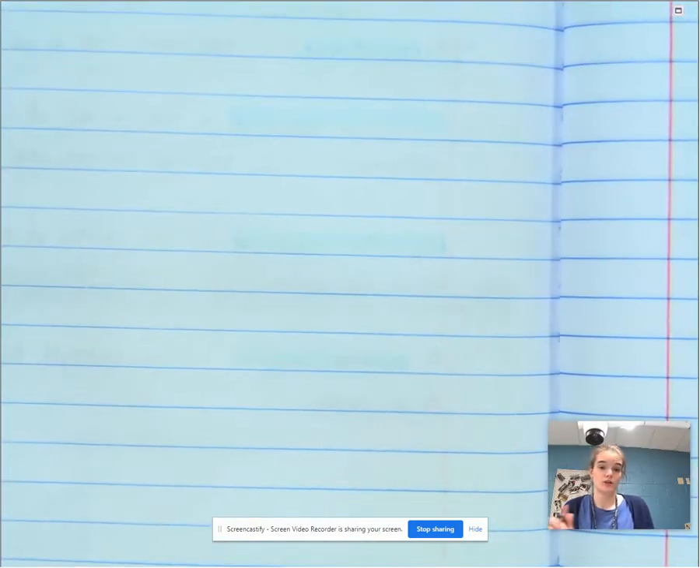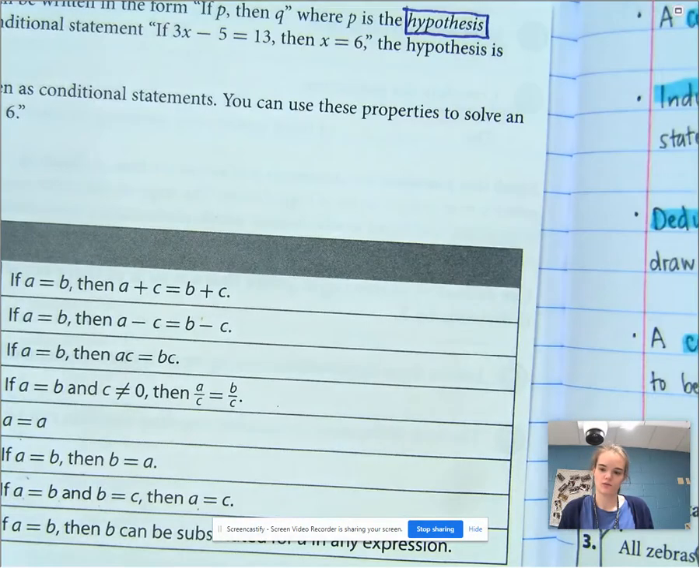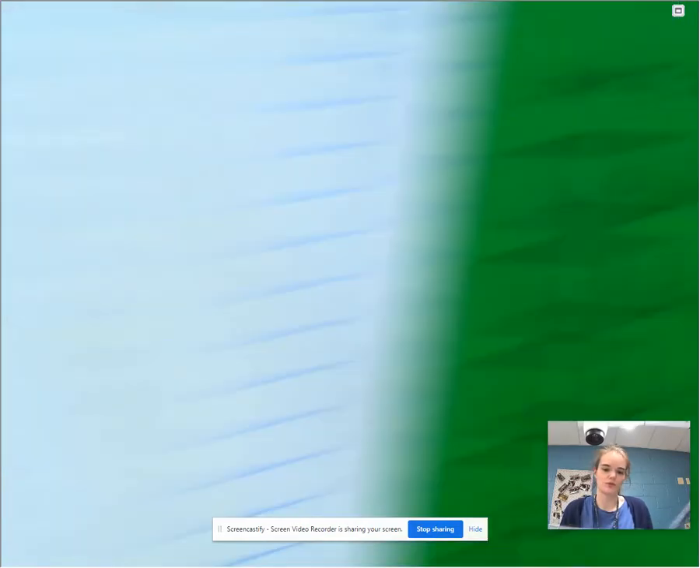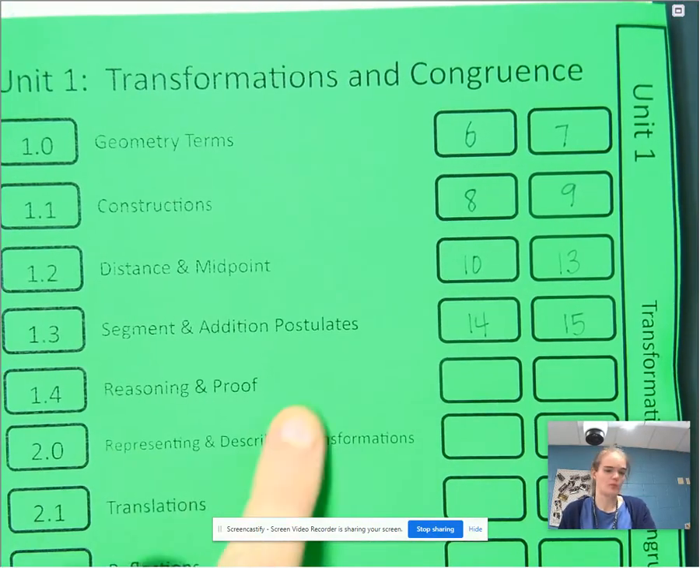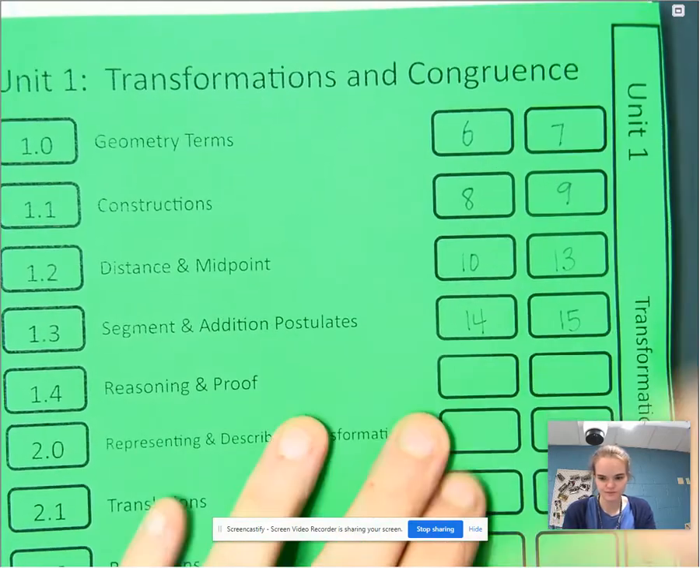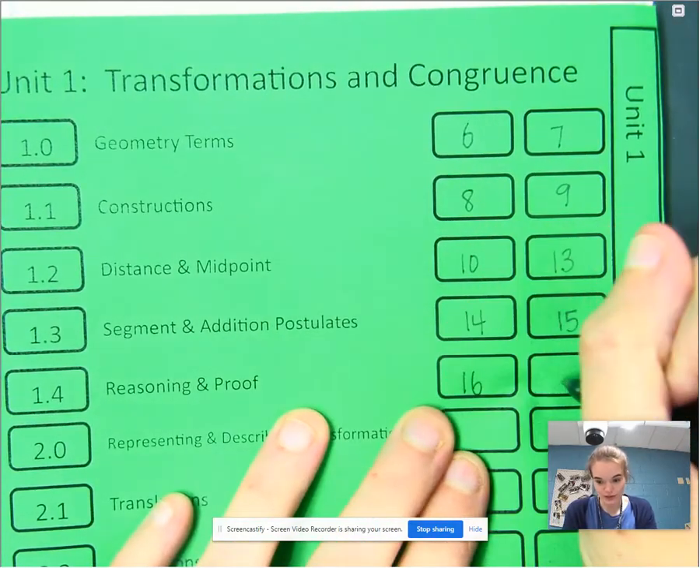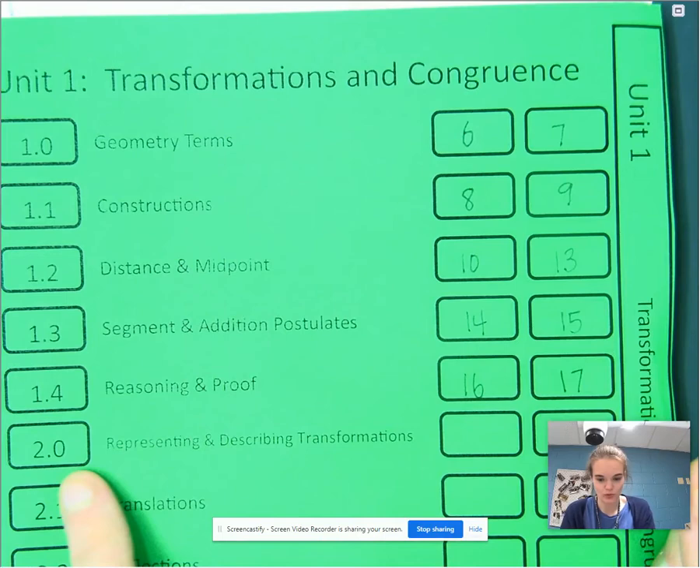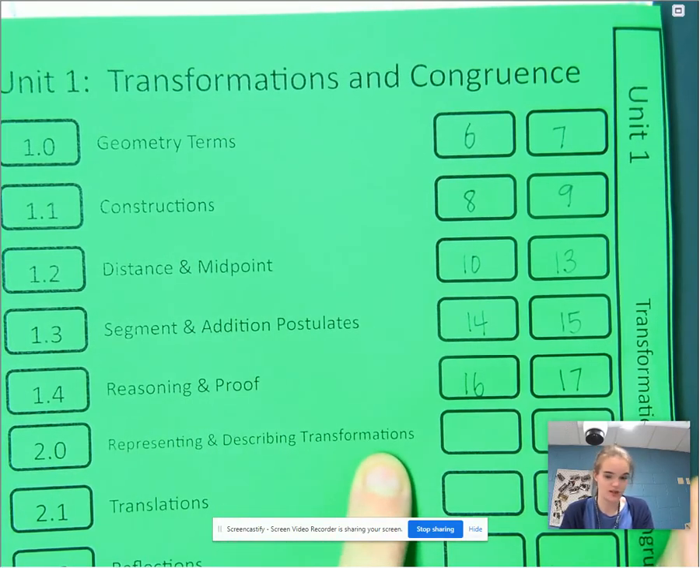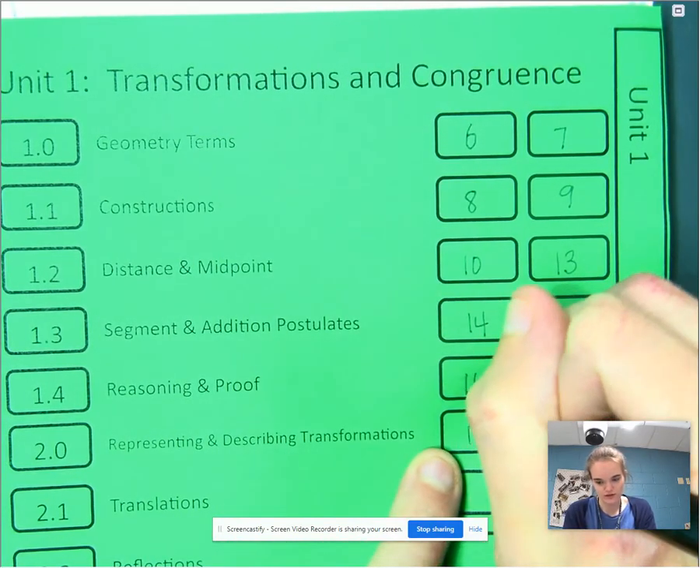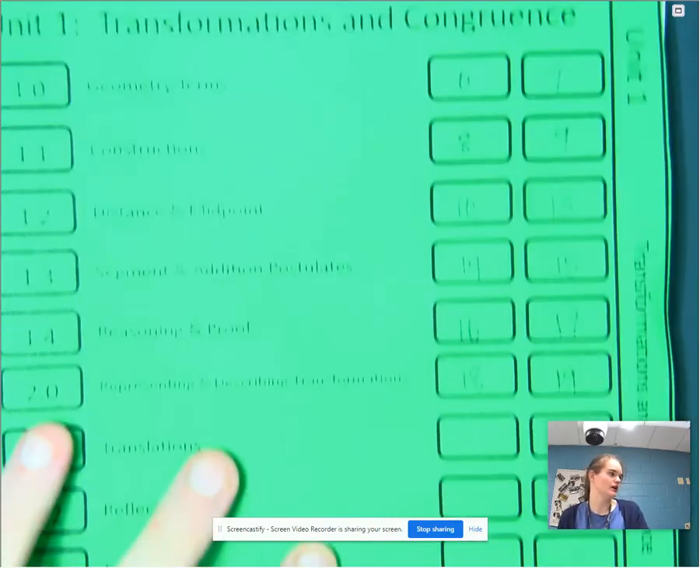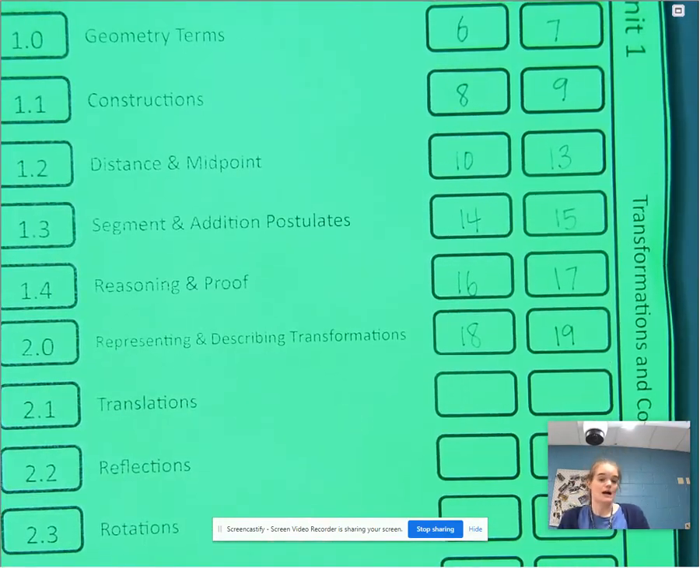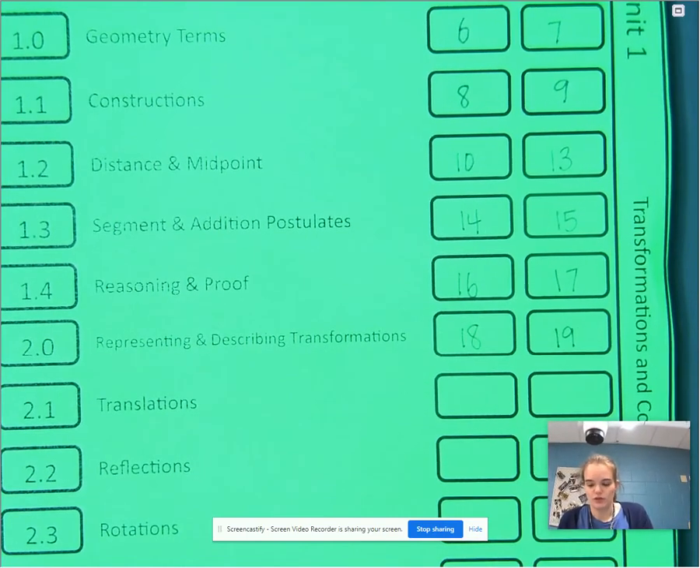All right, guys, one thing before we get started, I forgot to talk about filling out your table of contents with you for 1.4, so we need to do that. 1.4, Reasoning and Proof, was on pages 16 and 17. And while we're here, today's lesson is 2.0, Representing and Describing Transformations. So that's going to be on 18 and 19, okay? So go ahead and fill that out. I forgot about that. I will forget about it very often, so yeah.